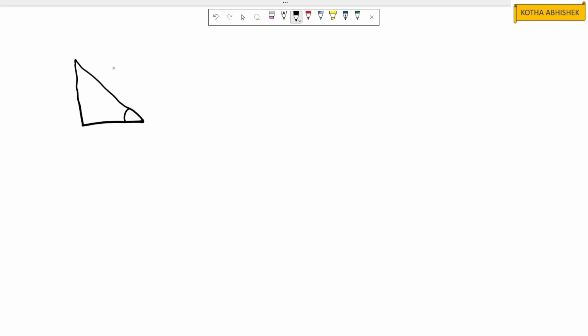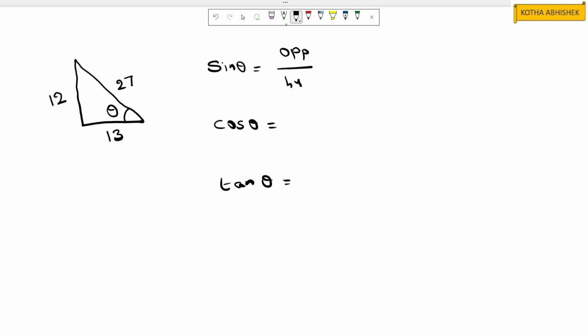and this angle is mentioned as theta, and all three sides of the triangle are given as 12 units, 13 units and 27 units. Now he is asking us to find the values of sine theta, cos theta and tan theta. What is the formula for sine theta? Opposite side to theta divided by hypotenuse. Simply we will write opposite by hypotenuse.